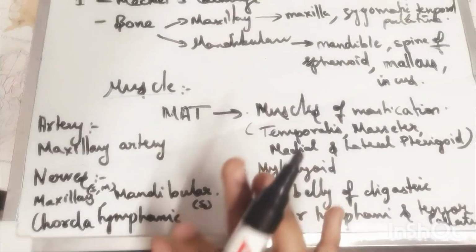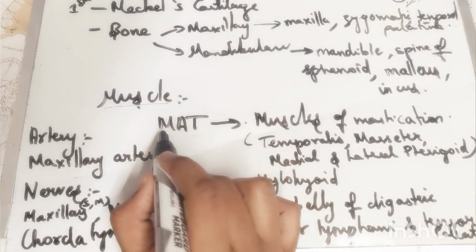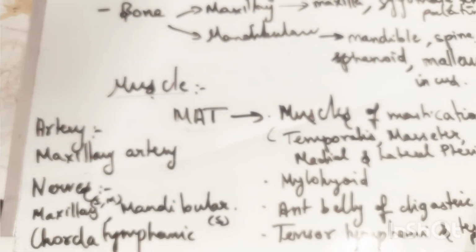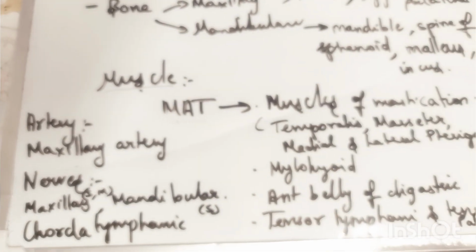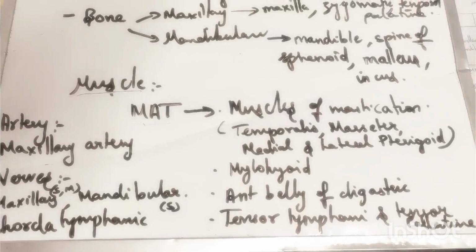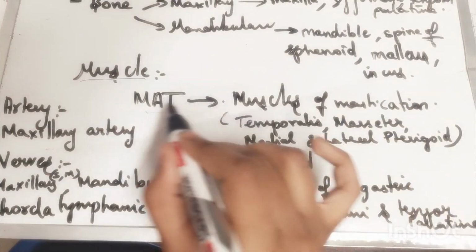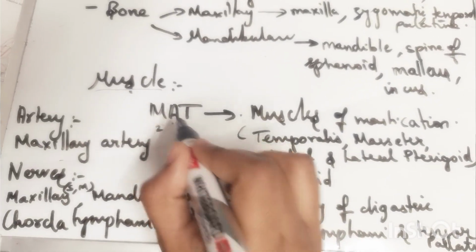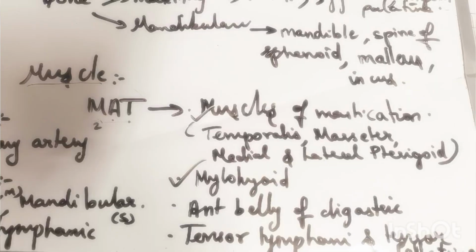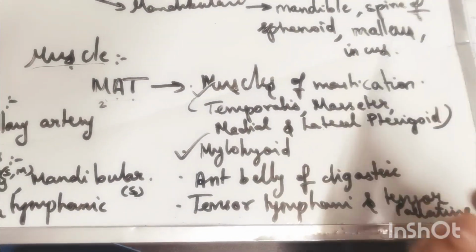For muscle, just remember this mnemonic as MAT. For the M, we are going to have muscles of mastication. I'm pretty sure everyone knows what the muscles of mastication are, like the temporalis, the masseter, medial and lateral pterygoid muscles. And here we have the mylohyoid muscle. So we have two M's: muscles of mastication is 1 and mylohyoid is 2.